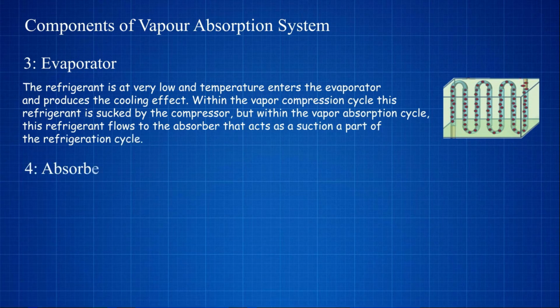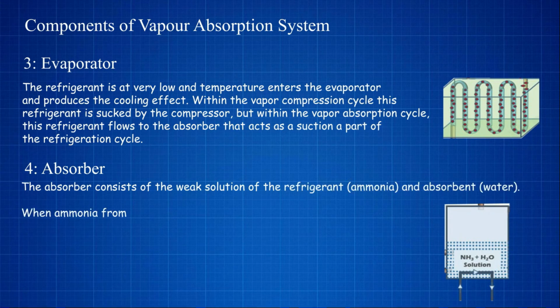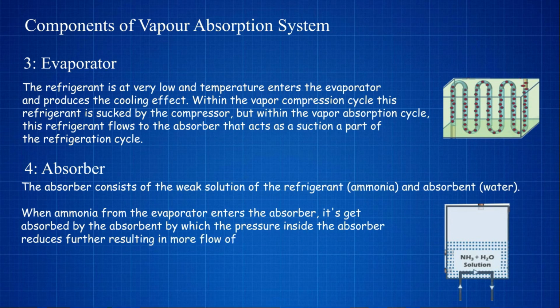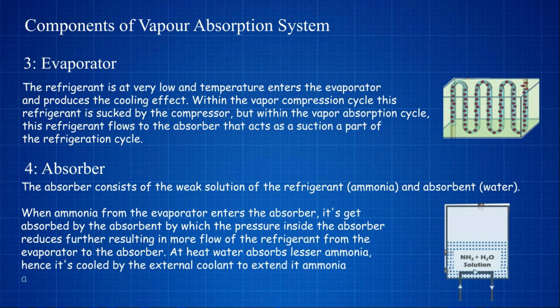4. Absorber. The absorber consists of the weak solution of the refrigerant, ammonia, and absorbent, water. When ammonia from the evaporator enters the absorber, it gets absorbed by the absorbent, by which the pressure inside the absorber reduces further, resulting in more flow of the refrigerant from the evaporator to the absorber. At high temperature, water absorbs less ammonia, hence it is cooled by the external coolant to increase its ammonia absorption capacity.